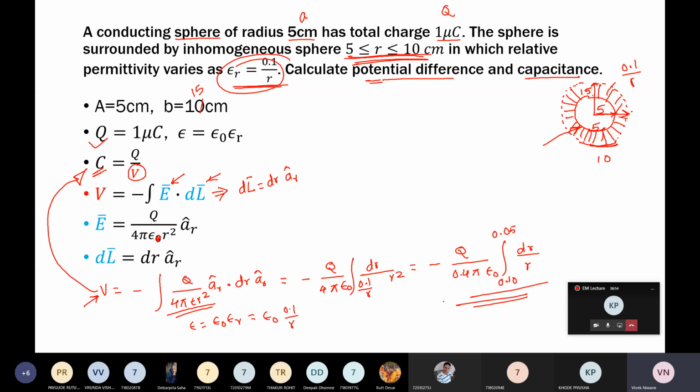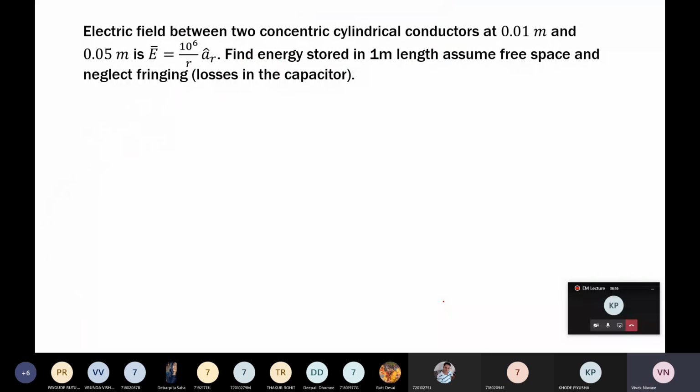Okay, so moving on to the next numerical, and this is very interesting and very important as well. Okay, because here a new point is mentioned. Okay, one more numerical is there. Let us go through it.